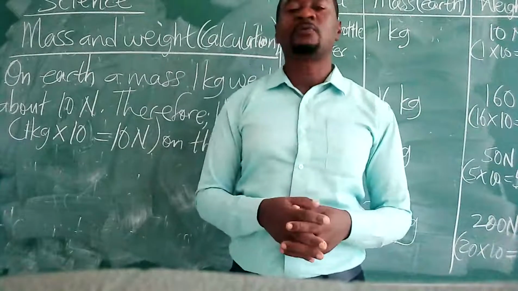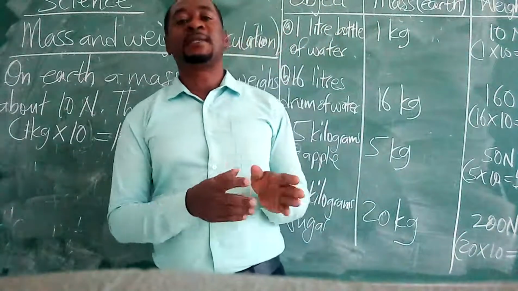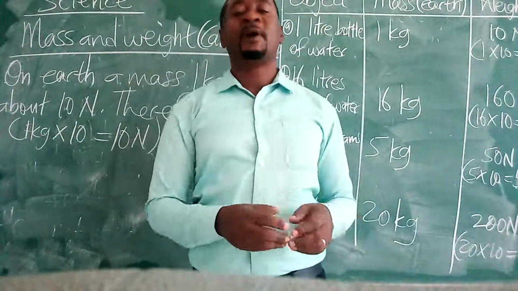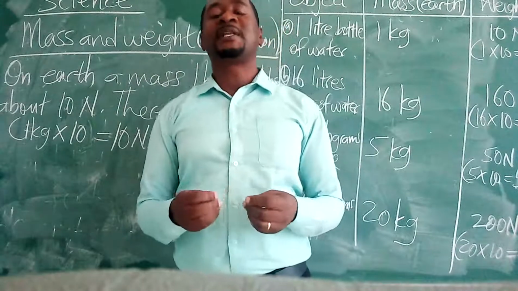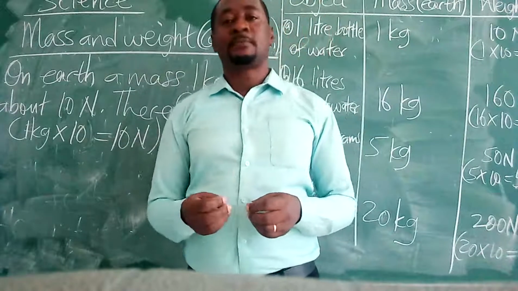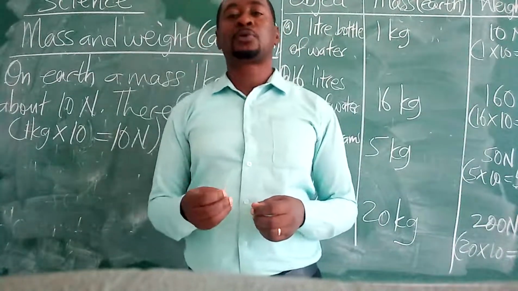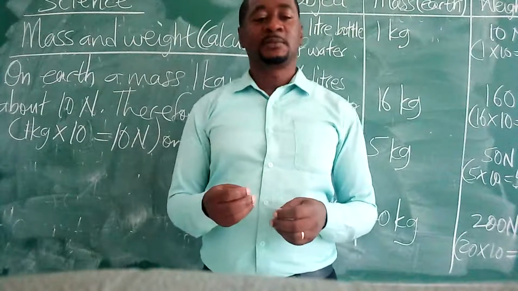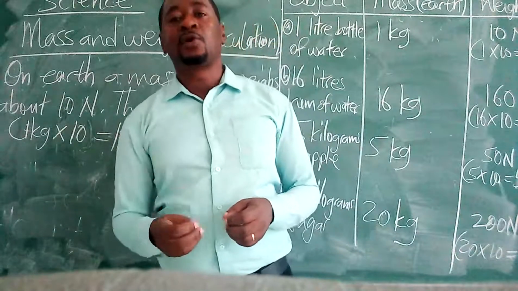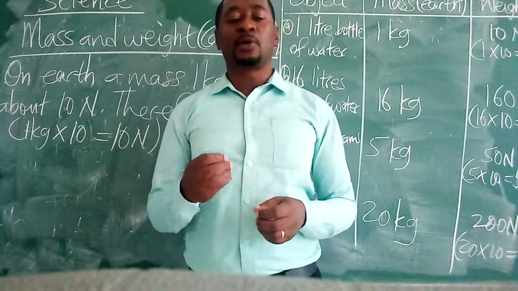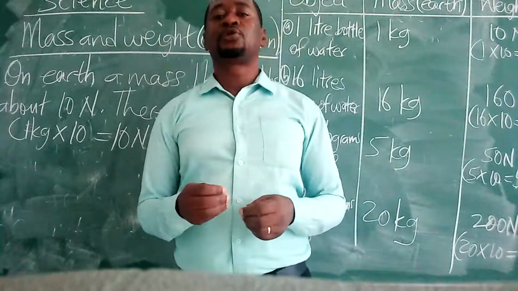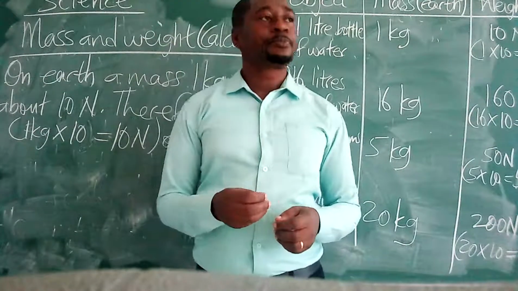But before that, we have to go back to what we learned the other day. We learned the differences between mass and then weight. And then we said that mass is the amount of matter in an object. The unit of mass is kilogram. The instrument for measuring mass is scale.